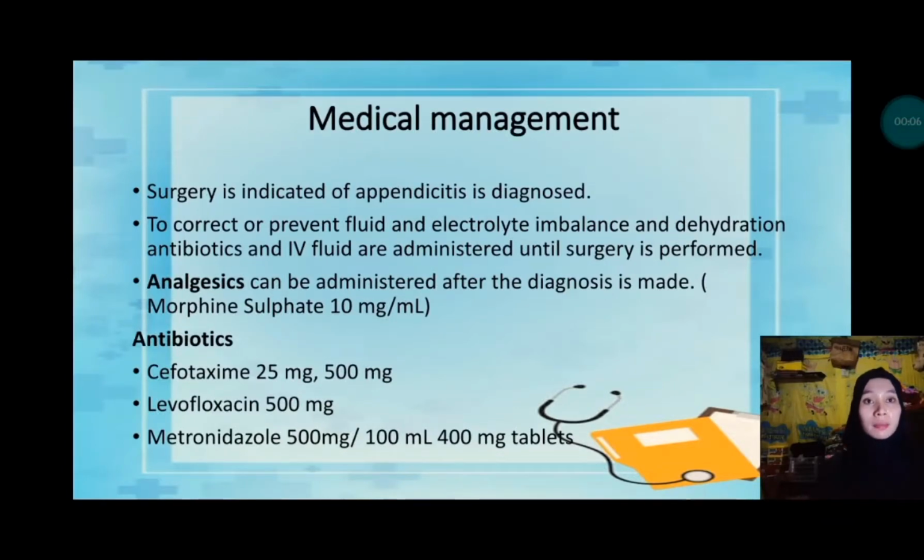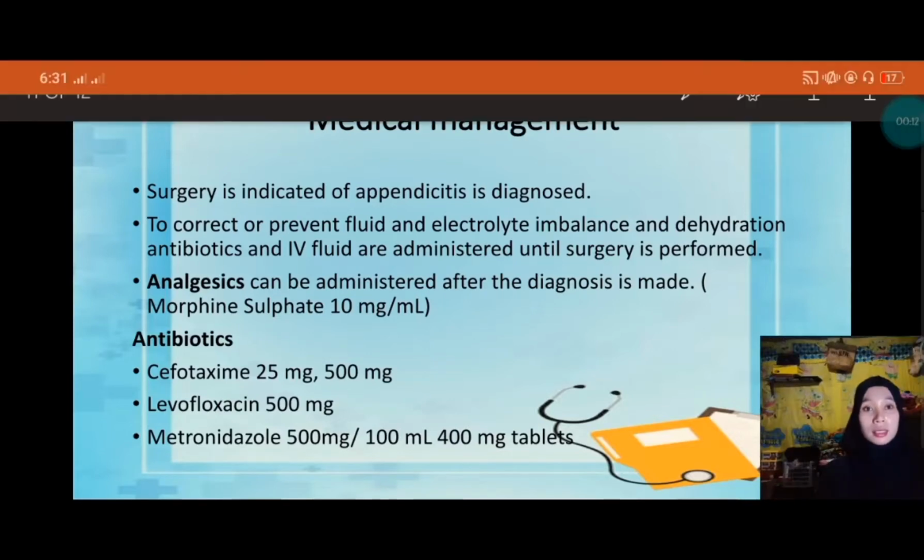And then next is medical management. Surgery is indicated once appendicitis is diagnosed. To correct or prevent fluid and electrolyte imbalance and dehydration, antibiotics and IV fluids are administered until surgery is performed. Analgesics can be administered after the diagnosis is made. Morphine sulfate 10 mg/ml. Next is antibiotics: ciprofloxacin 250 mg to 500 mg, levofloxacin 500 mg, metronidazole 500 mg, 100 ml and 400 mg tablet.